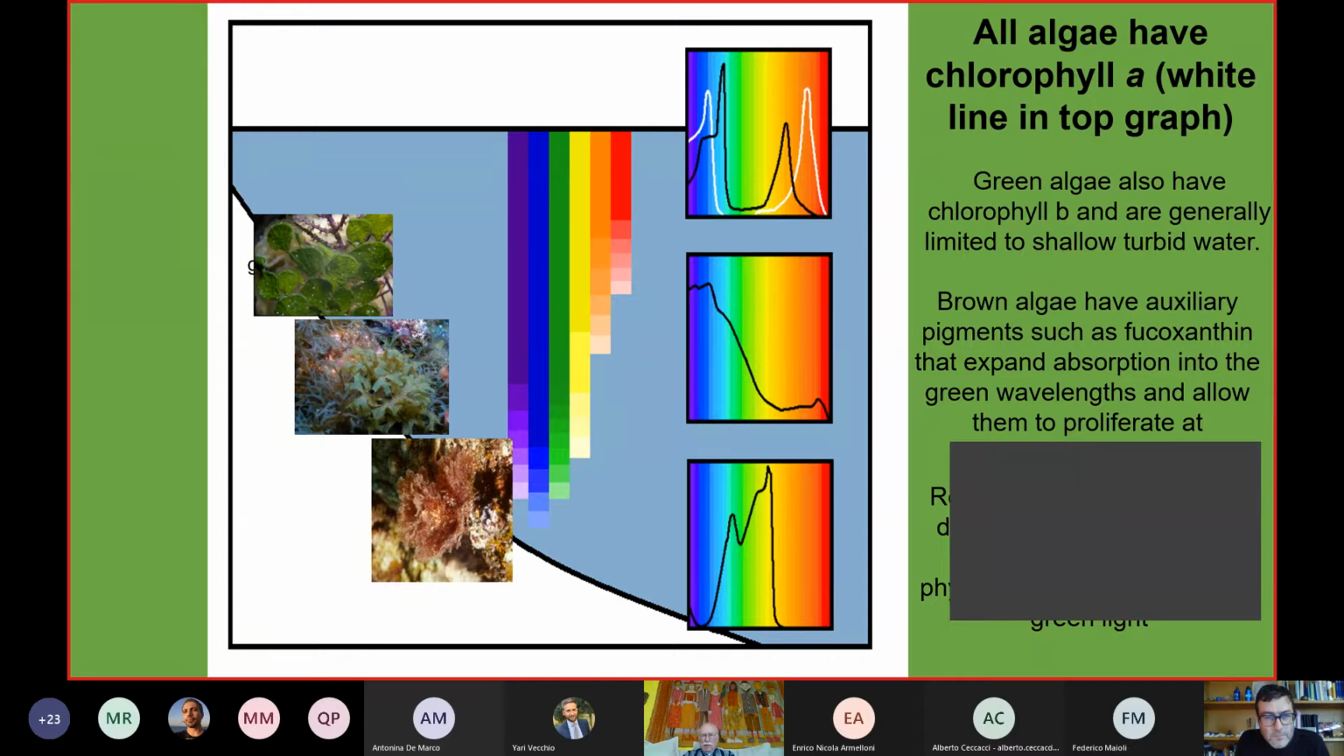But some algae, like the brown algae, have a trick. They have an accessory pigment that absorbs that green light that otherwise would have been wasted. And if we move further down, that depth is dominated by red algae, and these red algae have accessory pigments that use the remaining spectrum of the light, getting at the deeper waters.